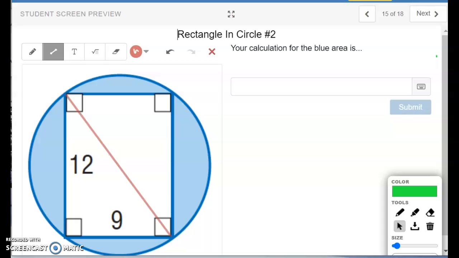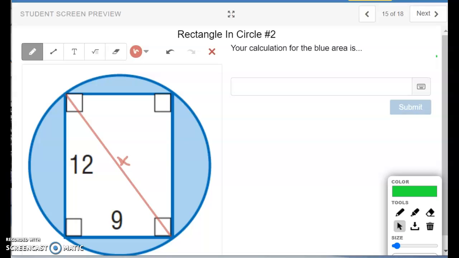How do we figure out this length? We're told that this base of this rectangle is 9. The height of the rectangle is 12. So what do we know about this length? Well, for that, if I call this x, I can use the Pythagorean Theorem.